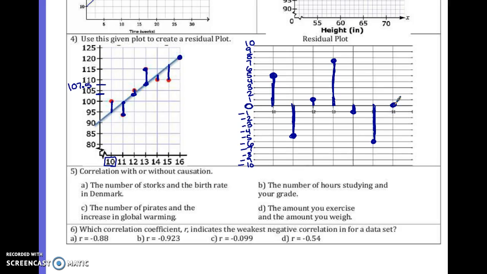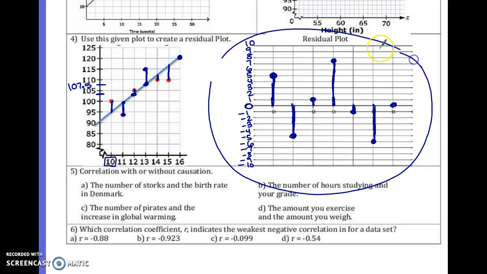So looking at this helps us see how well the best fit line fits our data. Notice that the points are higher and lower, and it's a good mix of both. So that's what the best fit line should look like in a residual plot, being scattered up and down.